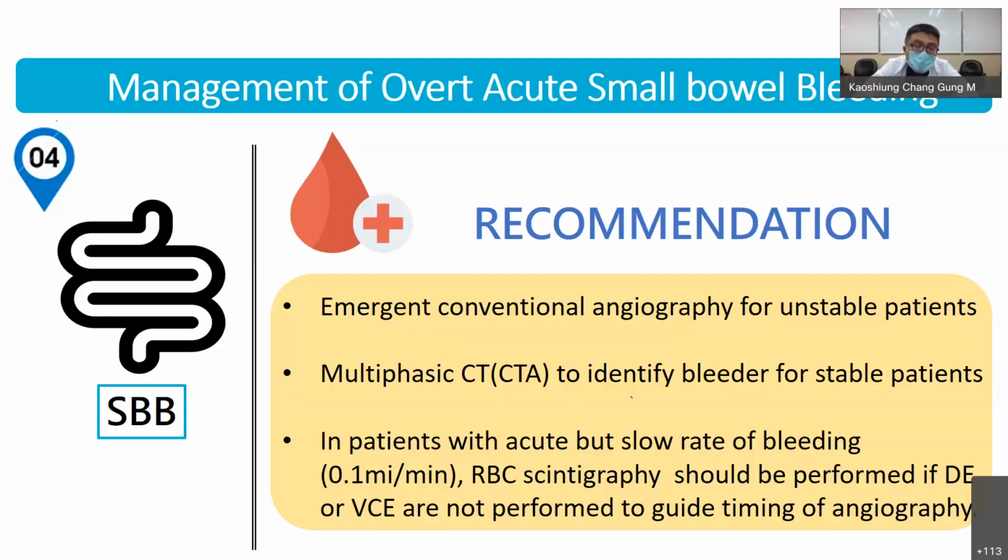Okay, so if patients have ongoing and overt GI small bowel bleeding, the first line management is CT angiography.